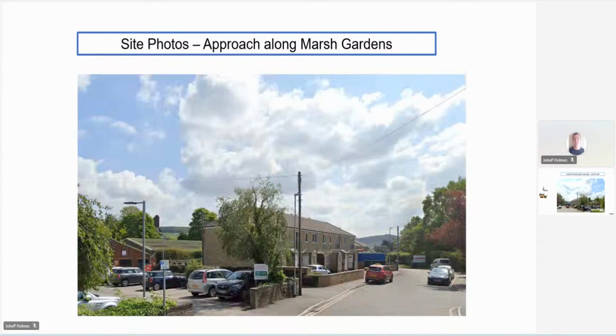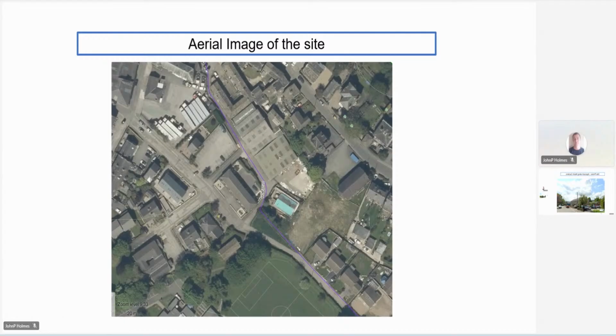This shows the approach along Marsh Gardens with the building located here on this photograph. And the 2 access points are in here and also further down the road just in here. And this is an aerial image of the site which shows the route of a right-of-way which runs to the front of the building. And it also shows the building itself and the area which would be used for turning and parking.